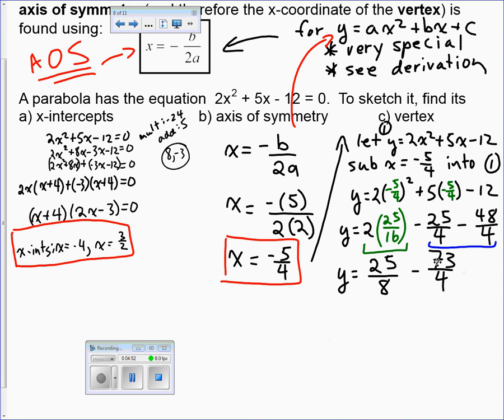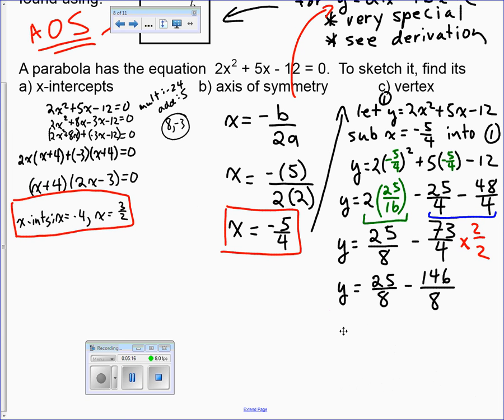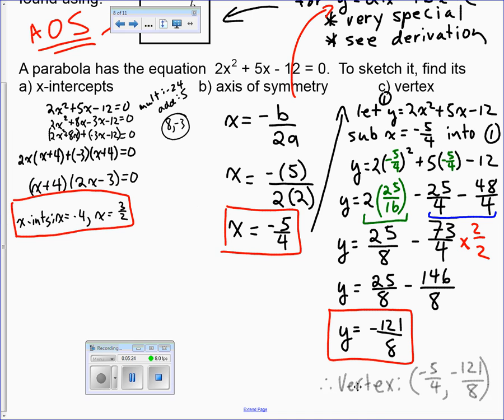All right. Now that we've got that, we're going to take our 73 over 4 and multiply it by 2 over 2 to give us something over 8. Now, let's simplify. So we end up with y equals 25 over 8 minus 146 over 8, which turns into, when we simplify, y is equal to negative 121 over 8, which means the vertex of my parabola is negative 5 over 4, comma, negative 121 over 8.